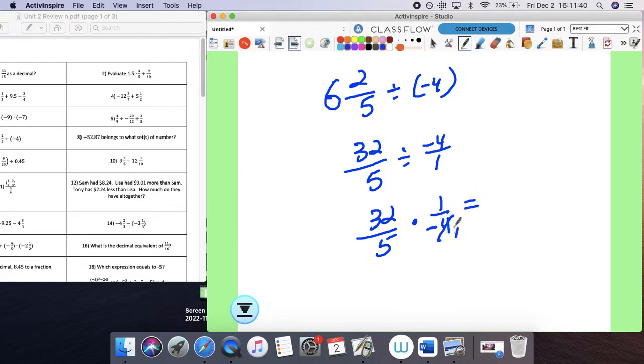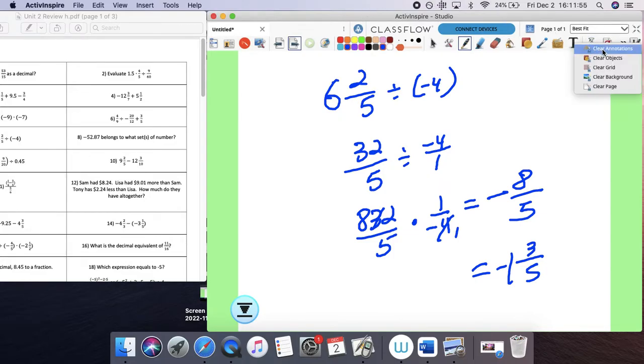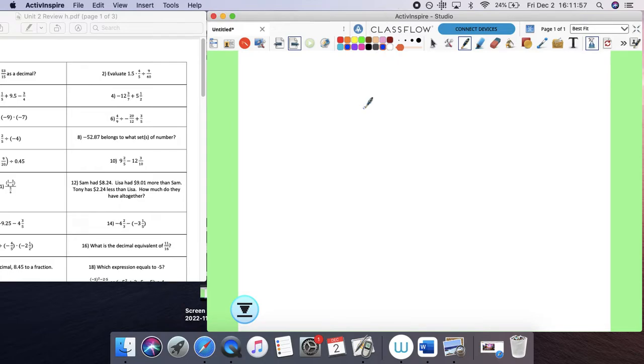Simplify, yep, this and this becomes 8. And it's a negative because the positive times the negative is negative. 8 times 1 is 8 and 5 times 1 is 5. That or this, whichever one you want, or whichever one the test multiple choice answer gives you.